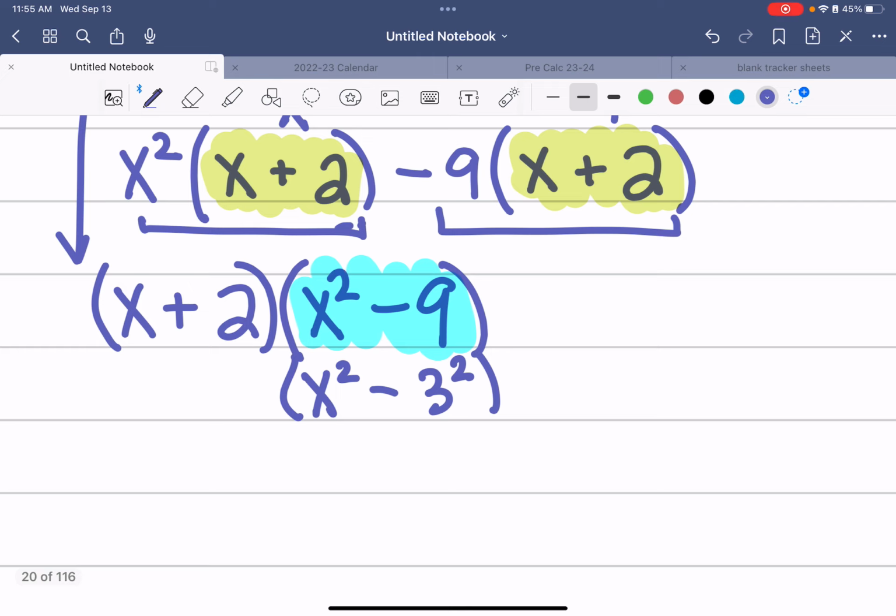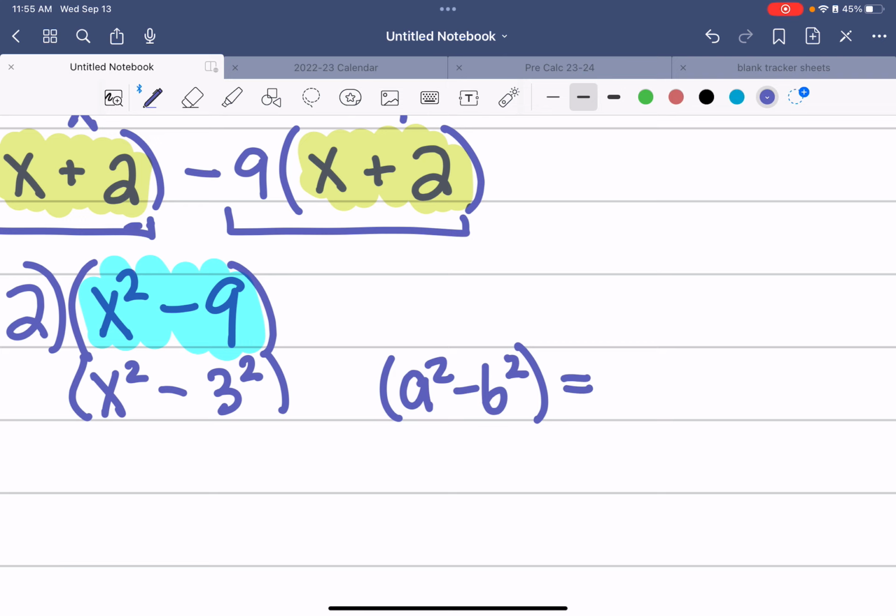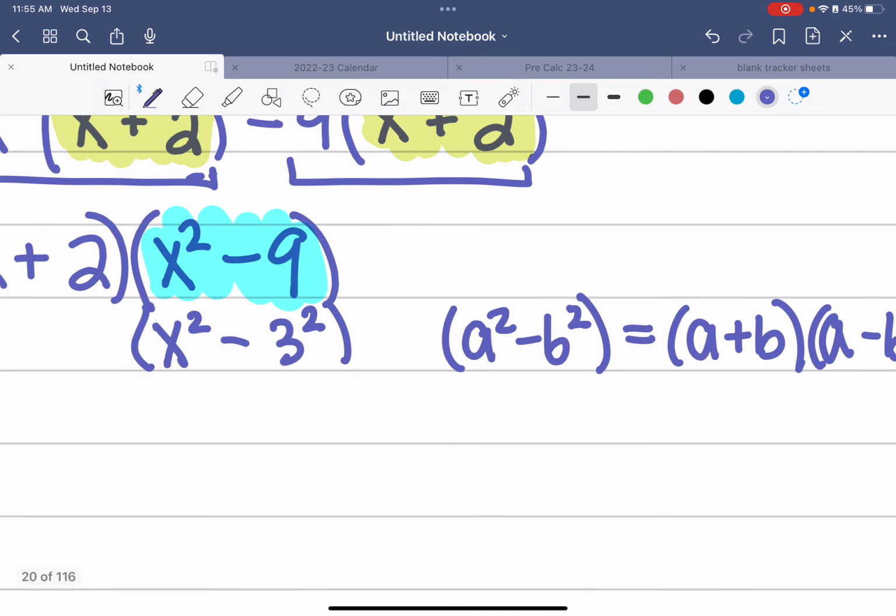Now this looks like the format a squared minus b squared, which is the format of our difference of squares. And per this, it tells us that if we were to factor, we would end up with a plus b times a minus b. So I'm just going to go ahead and put it in that format right there. Here I would have my a is x plus b, my b is 3, times a minus b.